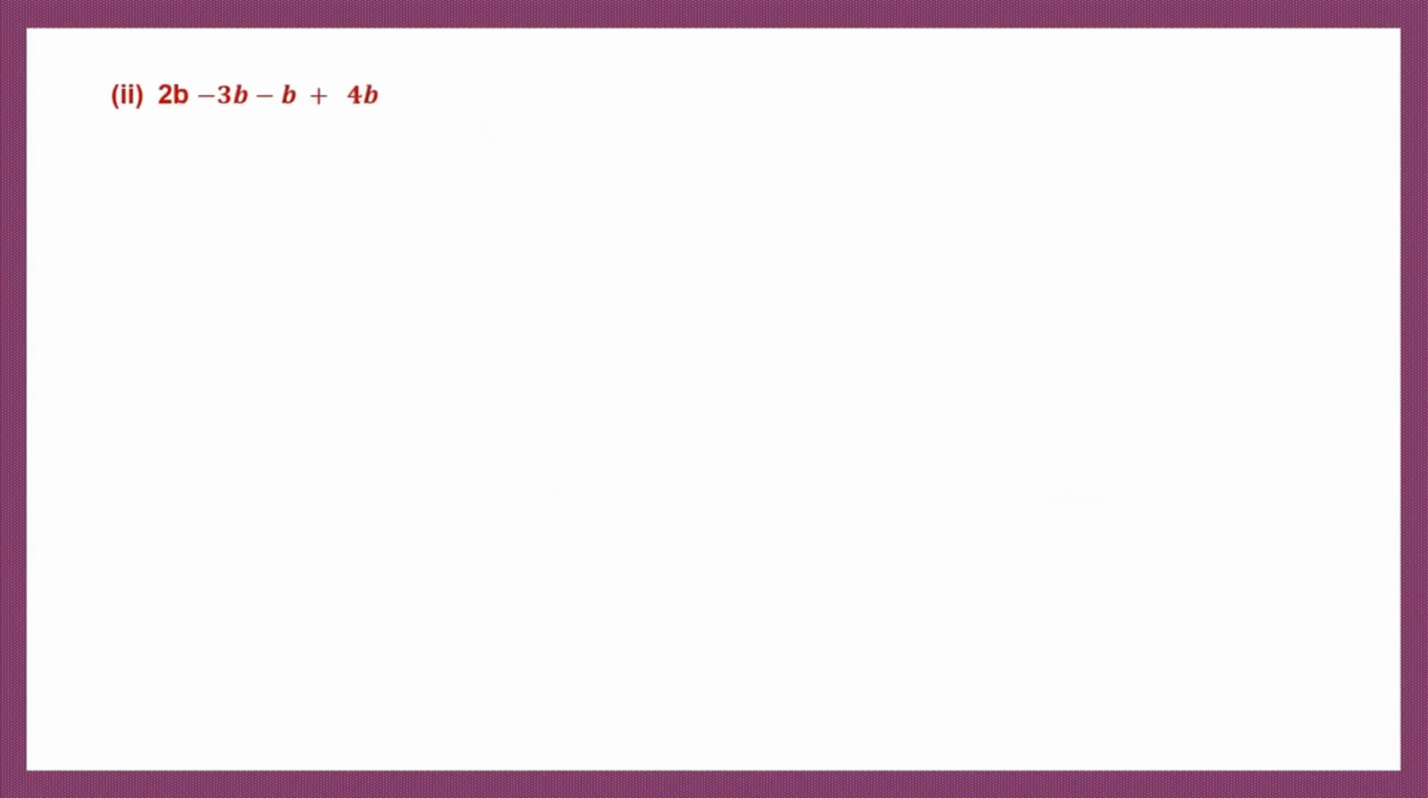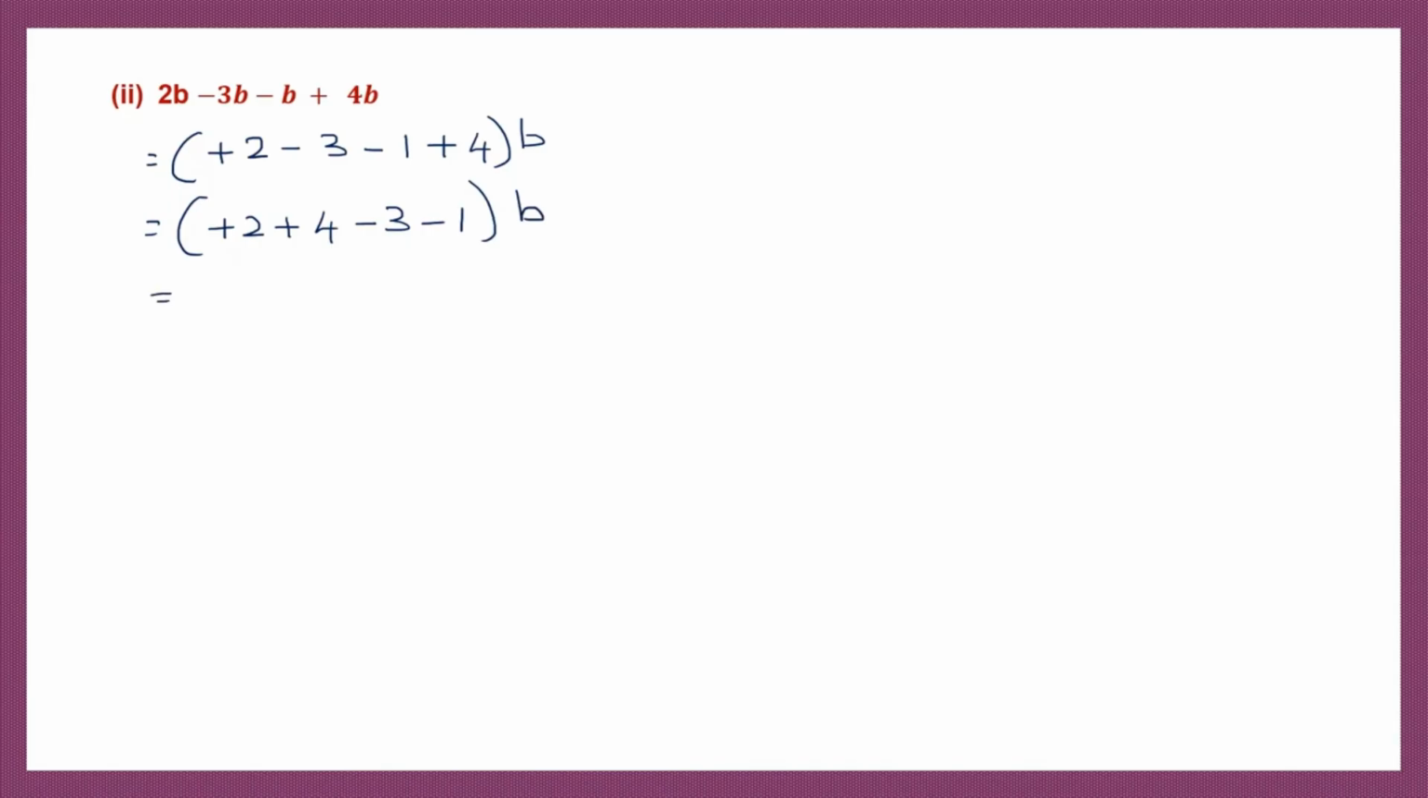We have 2b, minus 3b, minus b and plus 4b. They're all like terms. So let's take the numbers. Plus 2, minus 3, minus 1, plus 4, and b. Now here we have plus signs and minus signs. So let's take the plus signs together. That is plus 2 and plus 4. And then we'll put the minus signs together. Minus 3, minus 1, b. Now let's add this up.